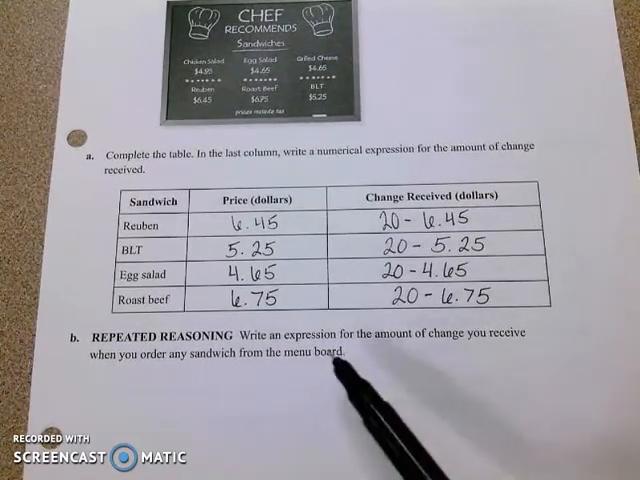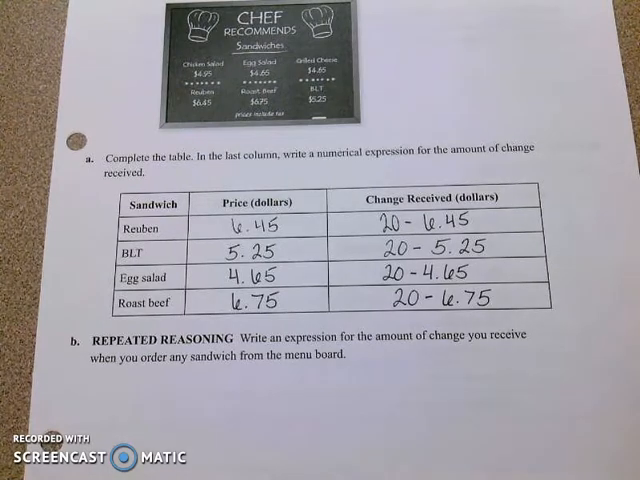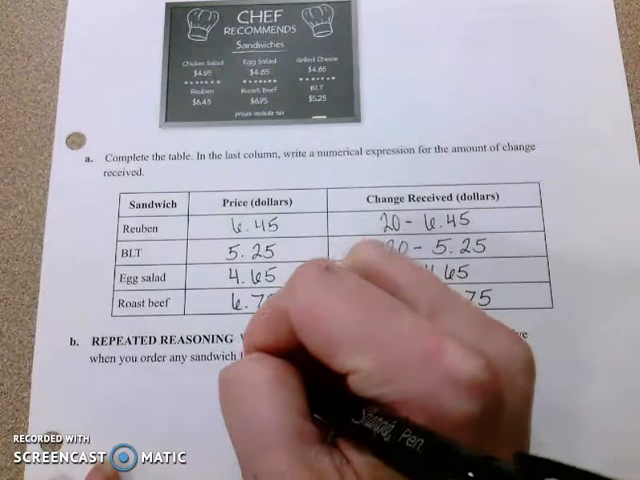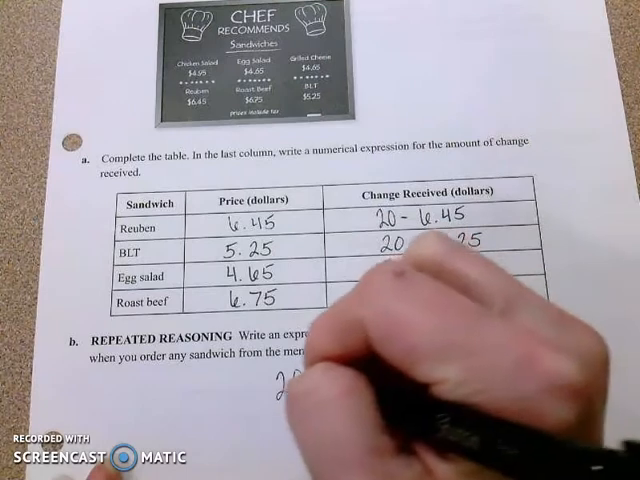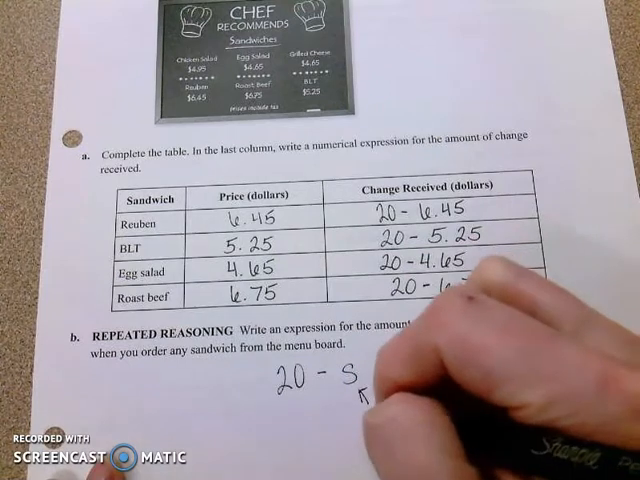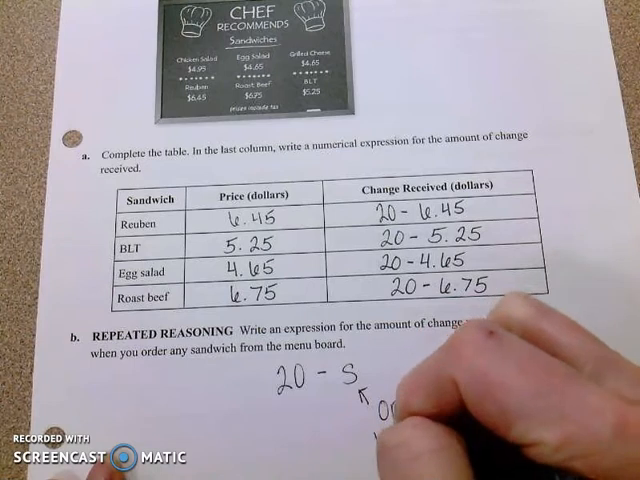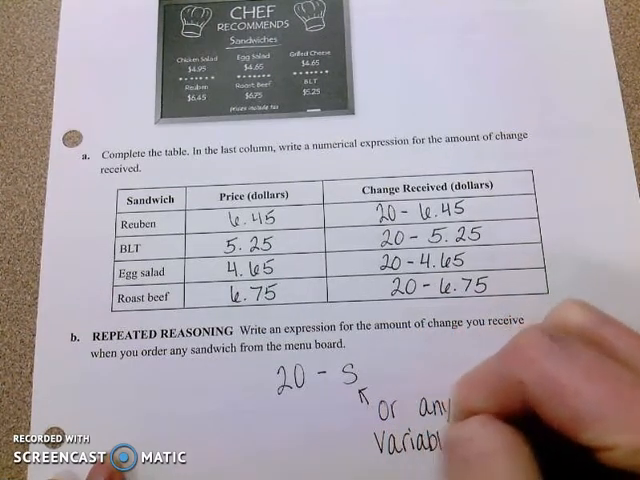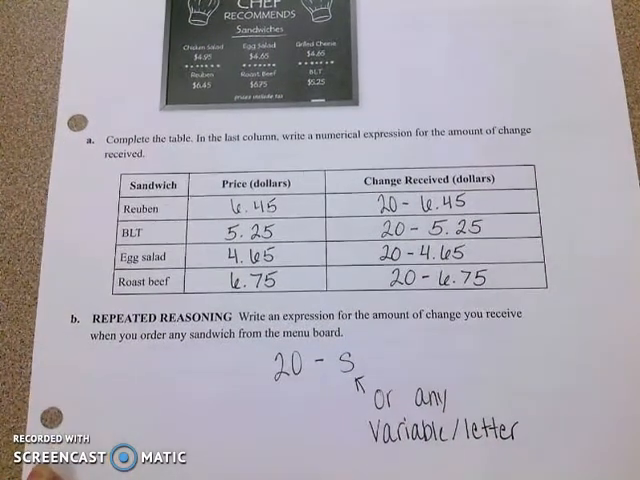Now on the bottom it says to write an expression for the amount of change you receive when you order any sandwich from the menu board. If we didn't know what sandwich we were ordering, we could still write an expression by using a variable. I could say I'm paying with $20 and I'm always going to subtract the cost of the sandwich. I used S, but you could use any variable or letter: X, A, Z, H, totally up to you.